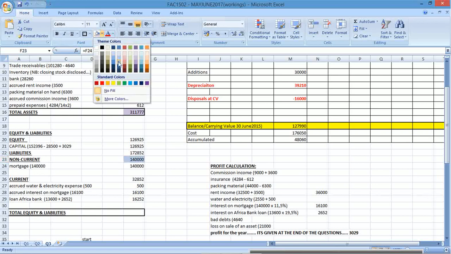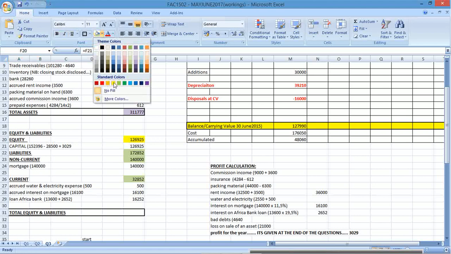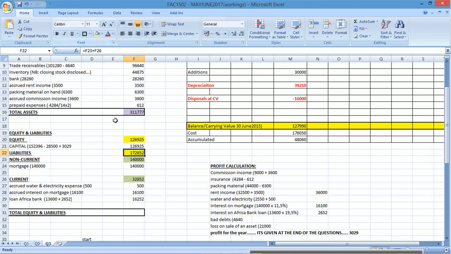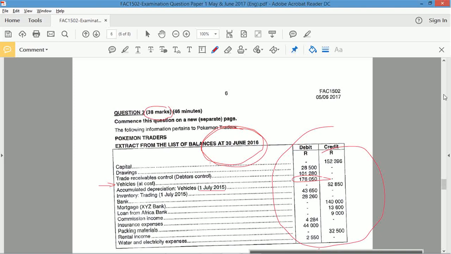Those two added together. And then equity and liabilities give you total equity and liabilities. This plus that. Okay, it gives you 2,9. I'm out by a bit. Let's see, what am I missing? Missing 12,000. Where was the 12,000? I'm missing 12,000 here.